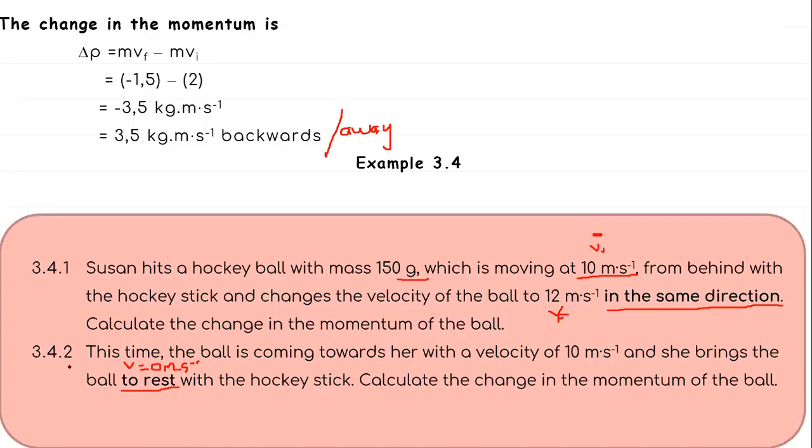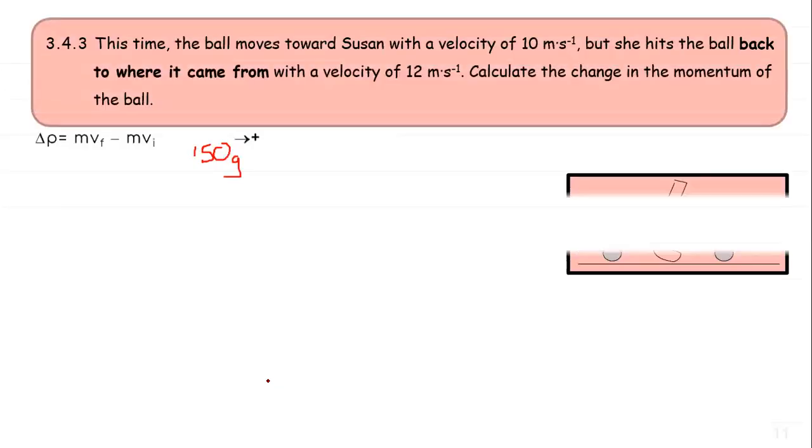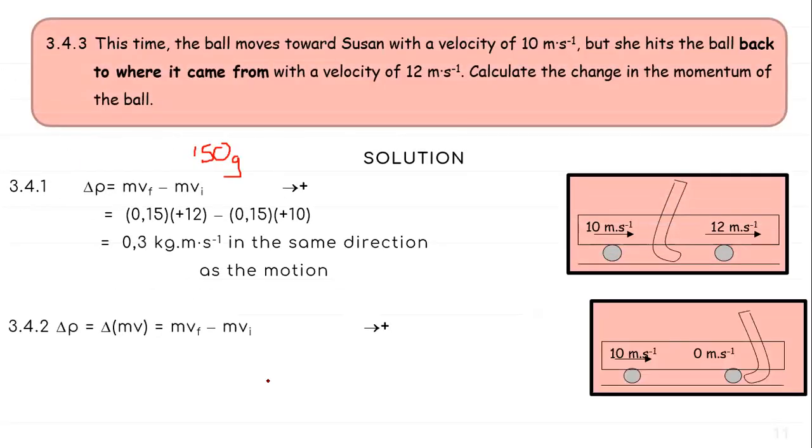So Susan was in a field at some other point, and the ball came towards her with a velocity of 10 meters per second. In other words, the initial speed there is 10 meters per second, but this one is the final velocity, which is 0 meters per second because she brought it to rest. So now we must calculate the change in the momentum of the ball.